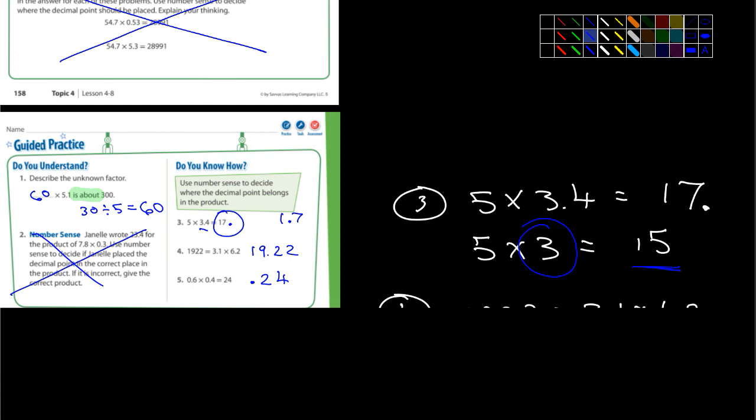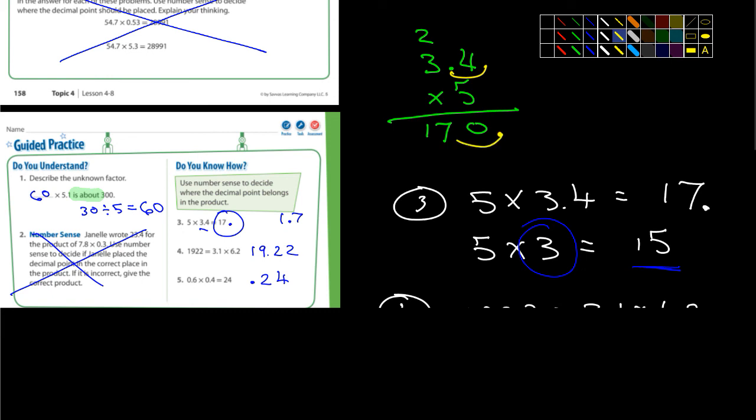Okay, and I could actually do the problem. Let's take a look at it just for a moment here. I'm going to do 3.4 times 5. 5 times 4 is 20. Put down the 0, carry the 2. 5 times 3 is 15, plus 2 more is 17. We have 1 decimal to deal with here. It's 1 place, so I'm going to start way in the back, and I'm going to move right over 1. So the answer is 17.0 or 17. Do you see it now, hon?